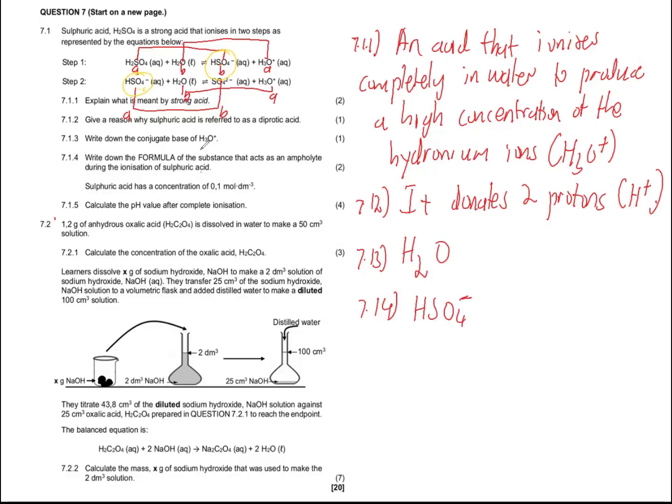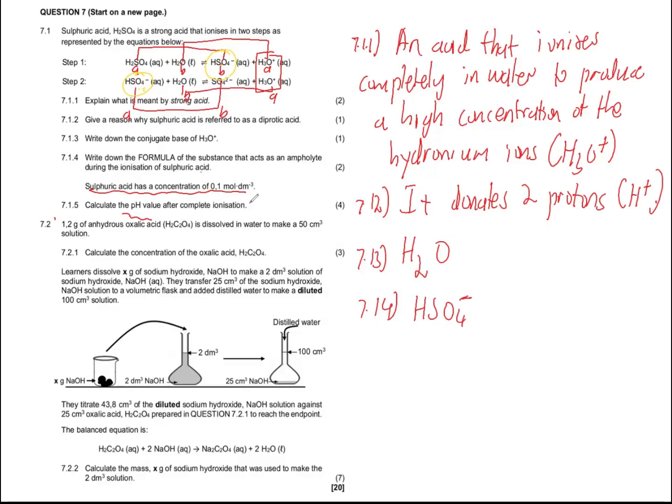And then write down the formula of the substance. Calculate the pH value. They say sulfuric acid has a concentration of 0.1 mole per dm cube. Calculate the pH value after complete ionization. After complete ionization, this is what you must realize about this. Remember we said this is a diprotic acid. So if it's a diprotic acid, note how many hydronium ions it will have after complete ionization.